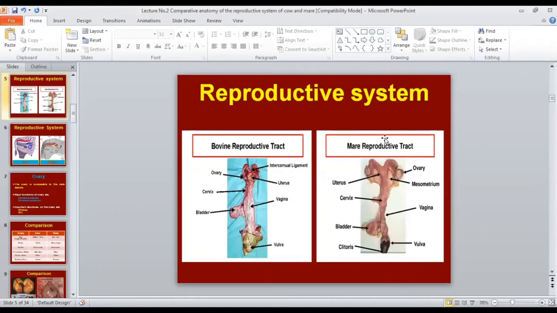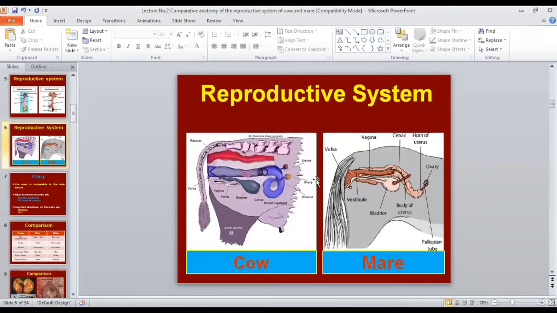Then again, you have a picture of isolated organs of the mare and the cow. You can see again the differences over here. Then you have another schematic diagram, particularly focusing on the position of the reproductive system within the body of the animal. Here in this picture is the reproductive system of the cow. You can see the rectum, then the vagina, and the cervix that has circular rings, then the shorter body of the uterus. Then you can see the ram-horn-shaped uterine horns of the cow, and the ovaries in the cow.